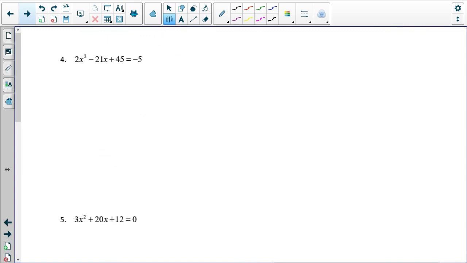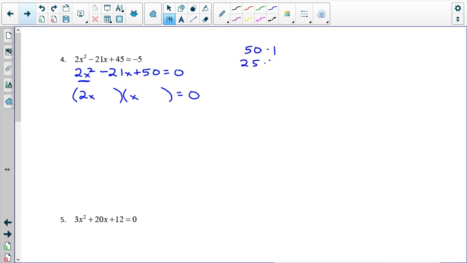Problem 4, I want to add 5 to both sides, so I have 2x squared minus 21x plus 50 equals 0. So I'm going to try factoring this. I know I just basically gave a hint that this is not factorable by saying that, but I can lock in 2x and x because 2 is prime. And then 50 has 50 times 1, 25 times 2, 10 times 5 as options.